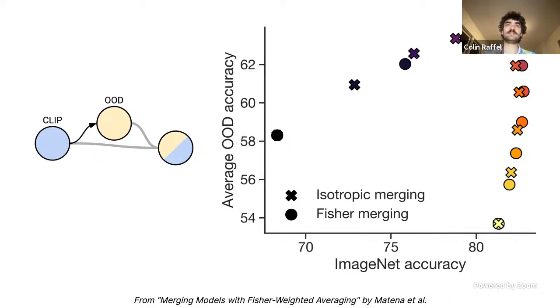So if we sweep lambda, we can trade off those two accuracies. And what we hope to see, and what we do see in practice in the plot on the right, is that by using Fisher merging, you get a more favorable trade-off than isotropic merging, between the pre-training accuracy, the ImageNet accuracy, and the OOD, the fine-tuning accuracy. Basically, the circles are to the right and above the x's. So in this case, Fisher merging gives us a nice boost over standard parameter averaging.